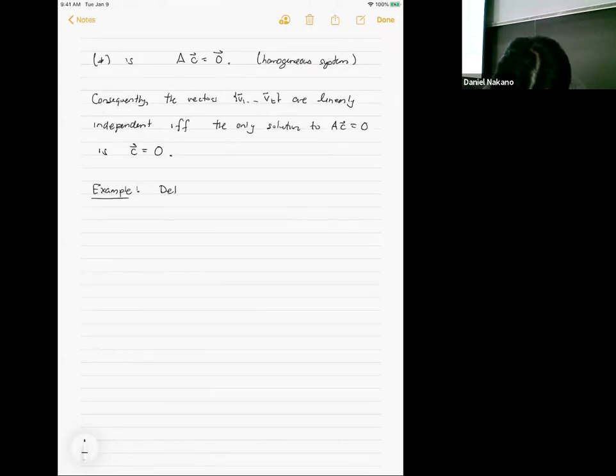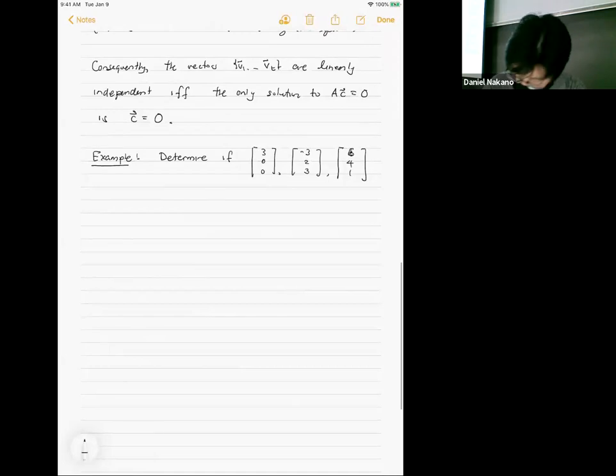Determine if the vectors (3, 0, 0), (-3, 2, 3), and (6, 4, 1) are linearly independent. Okay, so that's the problem.